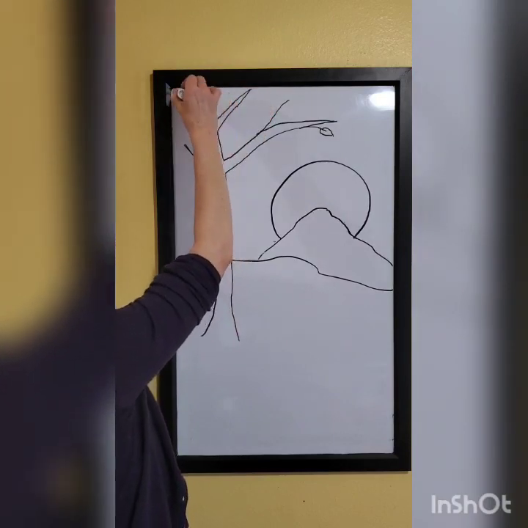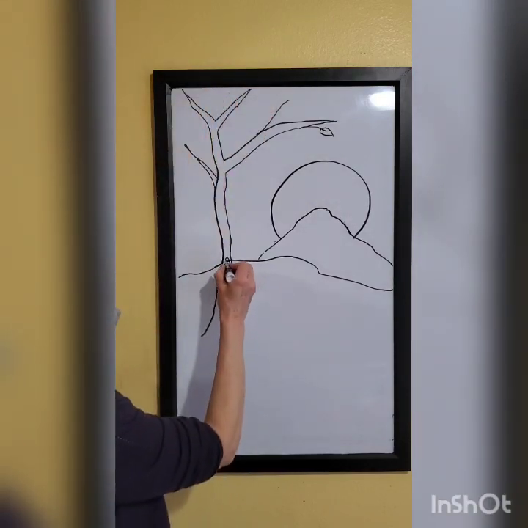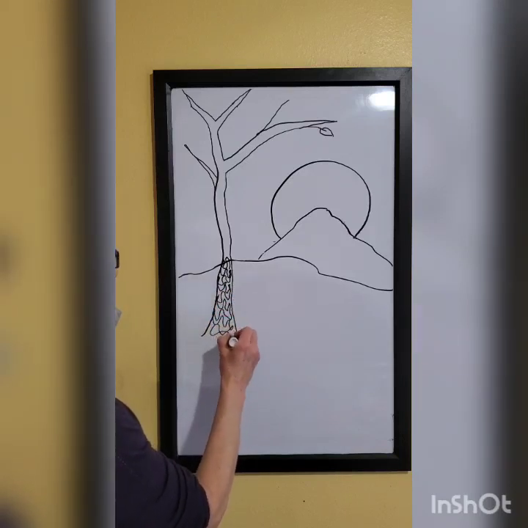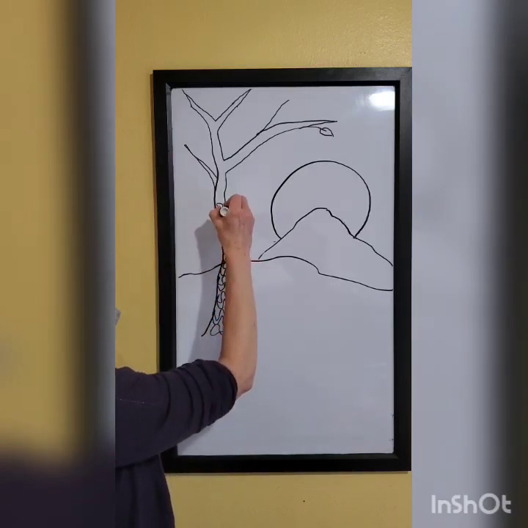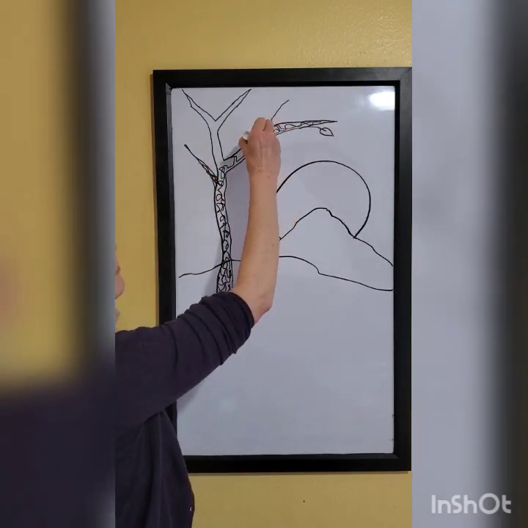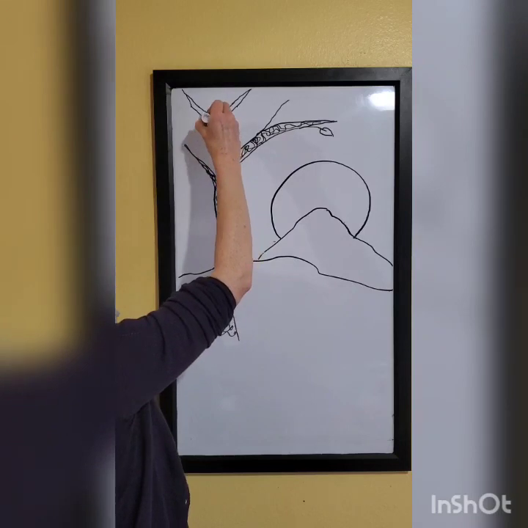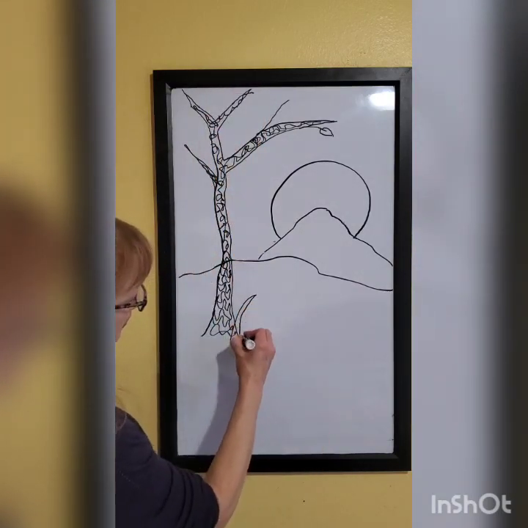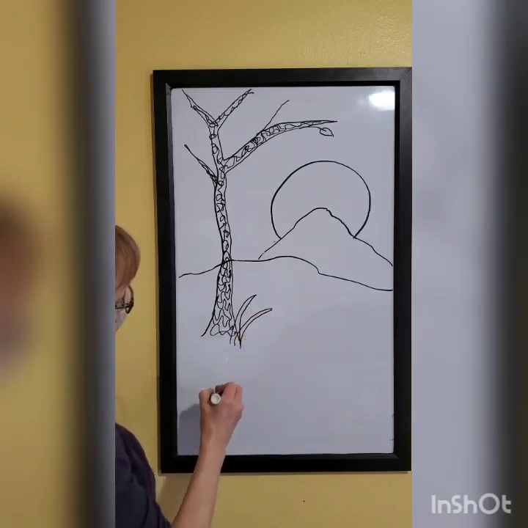I'm adding a few branches, and I might add more, but first I'm going to create a texture in my tree by using curvy and round lines. I'm having fun putting texture in my tree. Take a nice breath. Let's add some tall grasses at the base of our tree.